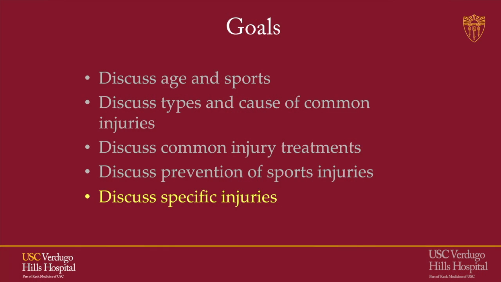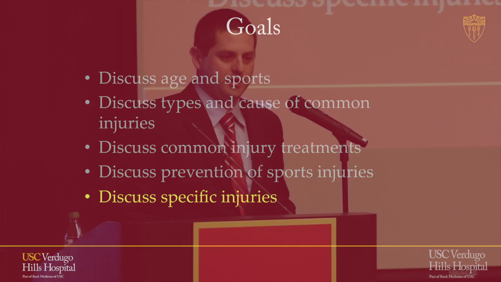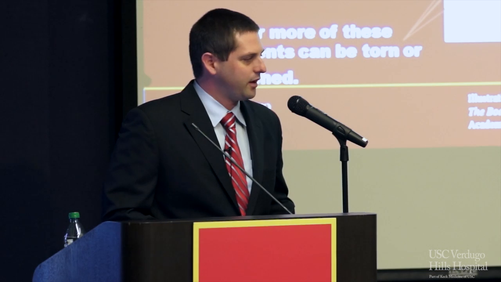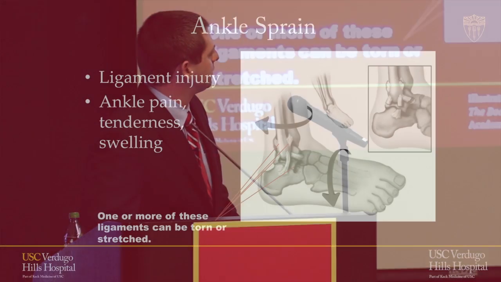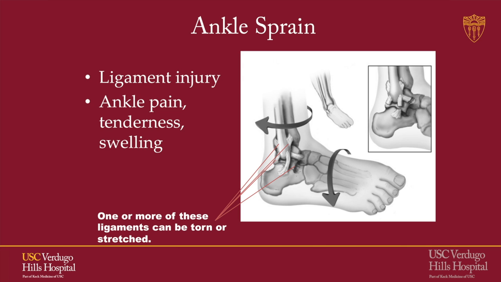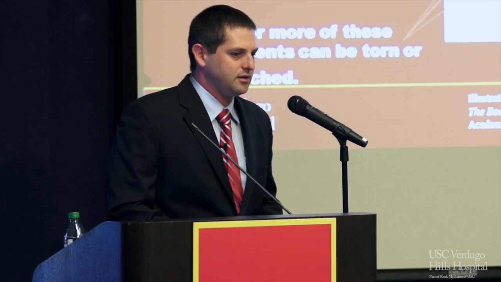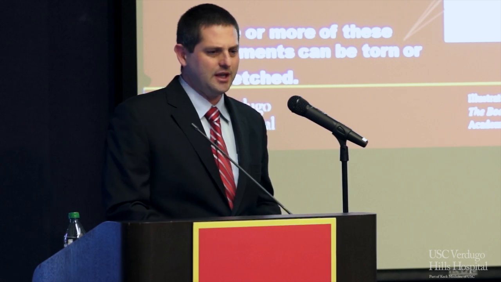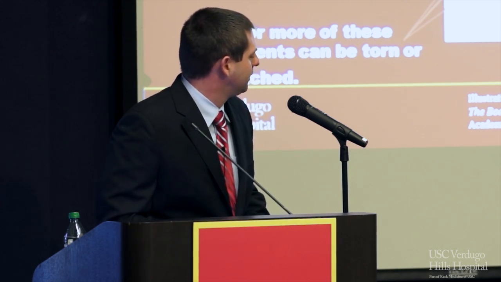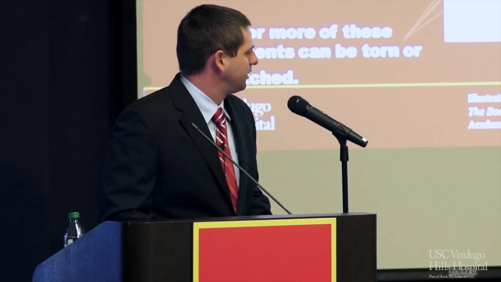So now that we've talked about some general stuff, we're going to get into some specifics about different injuries. Probably one of the most common injuries we see is an ankle sprain. By definition, a sprain is an injury to the ligaments. You can see here the foot is here, the shin bone is here, and the ankle is held together by strong ligaments. When you roll your ankle in, which is most common, you get injury to the ligaments. There's a spectrum of injury from a little tear to a full tear, and that's what the ankle sprain is.